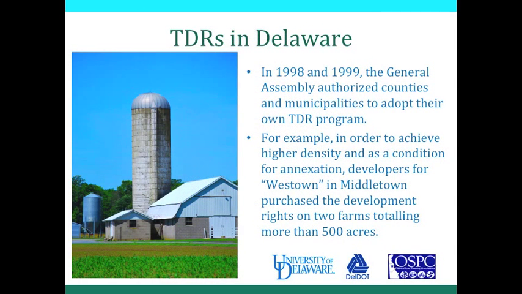In 1998 and 1999, the Delaware General Assembly amended the Zoning Enabling Act, allowing counties and municipalities to adopt and implement a transfer of development rights program of their own. One of the more celebrated and successful examples in Delaware occurred as part of the Westown project in Middletown.